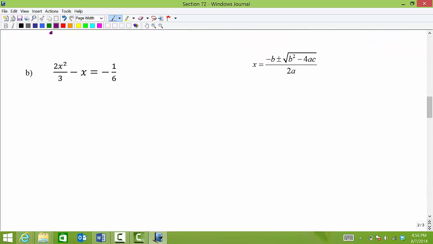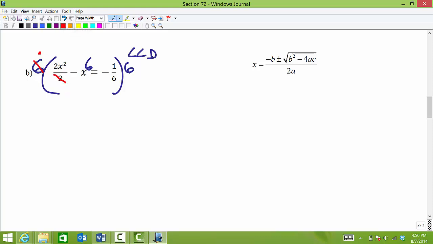In our next example, we're going to use the formula again. Now we see that we have fractions, and we don't want to work with fractions in our quadratic formula. My suggestion is to immediately multiply by the LCD. And the LCD here would be 6. We're going to multiply each of our terms by 6 and reduce.